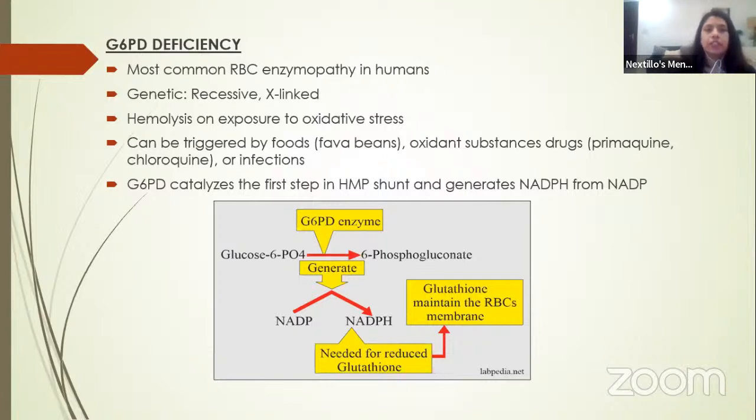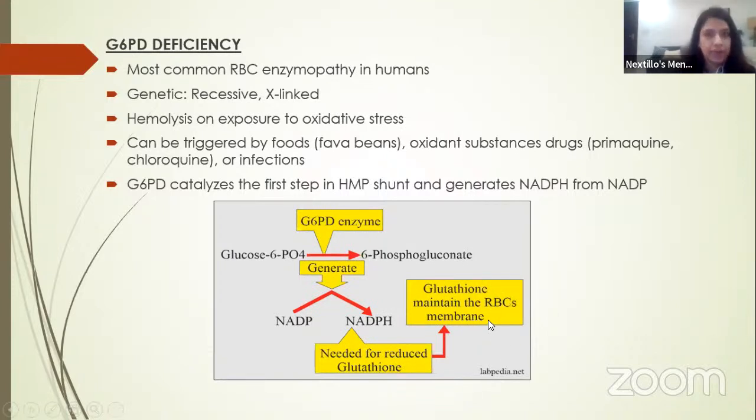Now, what happens in a G6PD deficiency? Again, it's a hemolytic state, but how does hemolysis occur? It occurs on exposure to any kind of oxidative stress. So this G6PD enzyme is basically helping the RBC generate NADPH from NADP. Now, this NADPH is needed for the formation of reduced glutathione, and this reduced glutathione helps in maintaining the RBC membrane integrity.